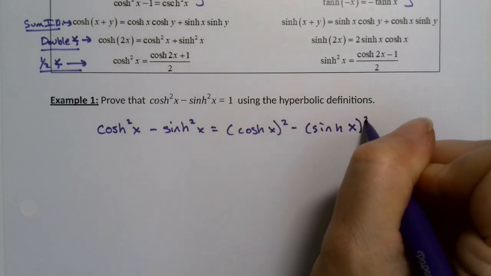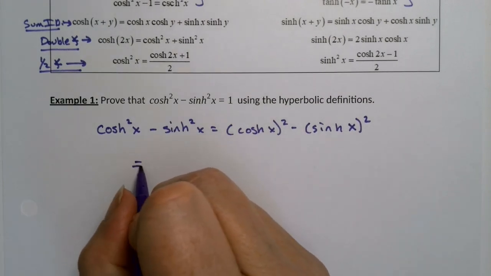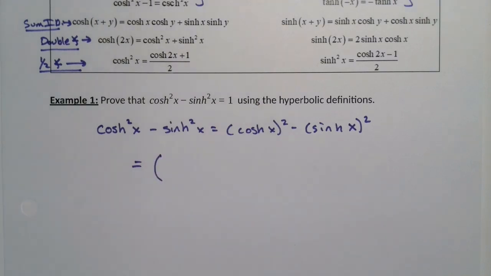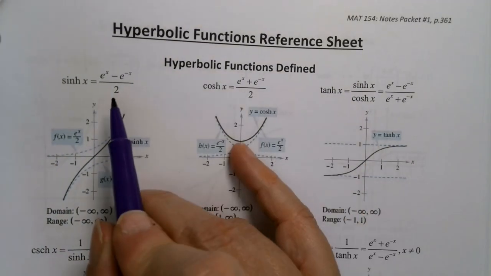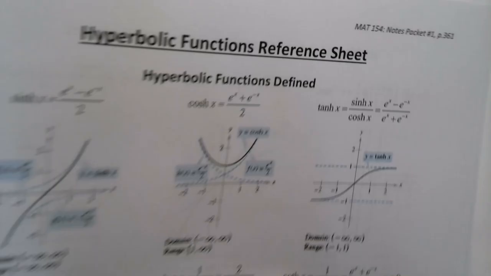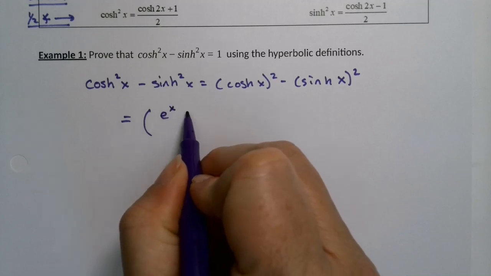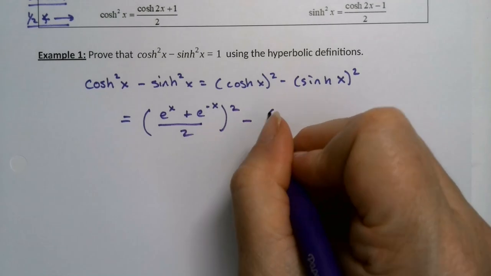That would be equal to, and then each of these has a function. So cosh is e to the x plus e to the negative x over 2. Sinh is e to the x minus e to the negative x over 2. So I'm actually going to substitute in those values. So this is e to the x plus e to the negative x over 2 squared minus e to the x minus e to the negative x over 2 squared.